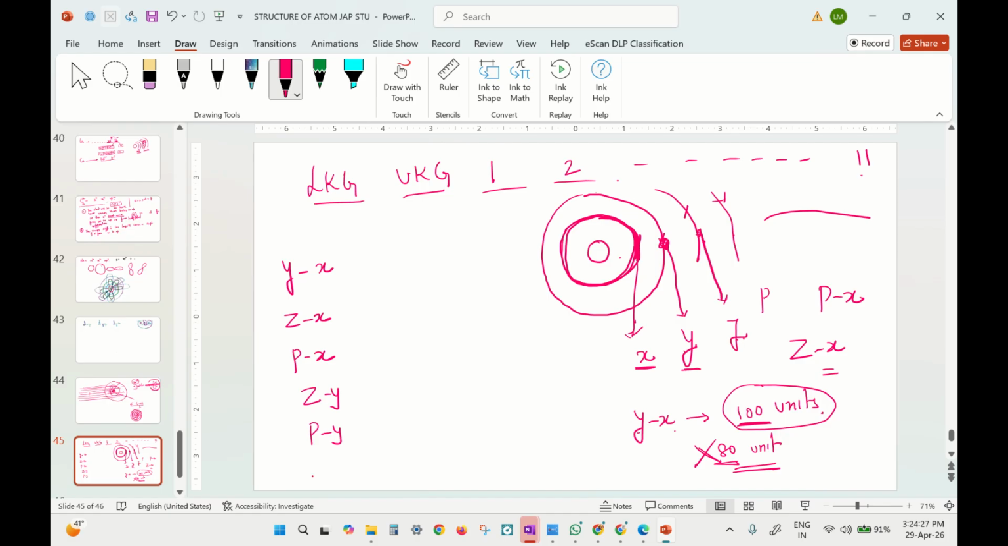Any other possibility? Did we write Z minus X? Yeah, Y minus X, Z minus X. Then Z minus Y and P minus Y, over. Okay, P minus Z is also there. For now, these are the possibilities.